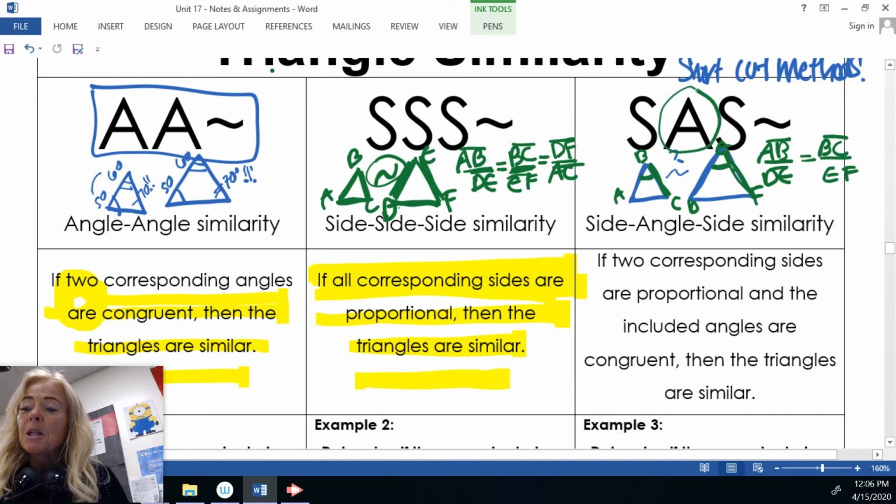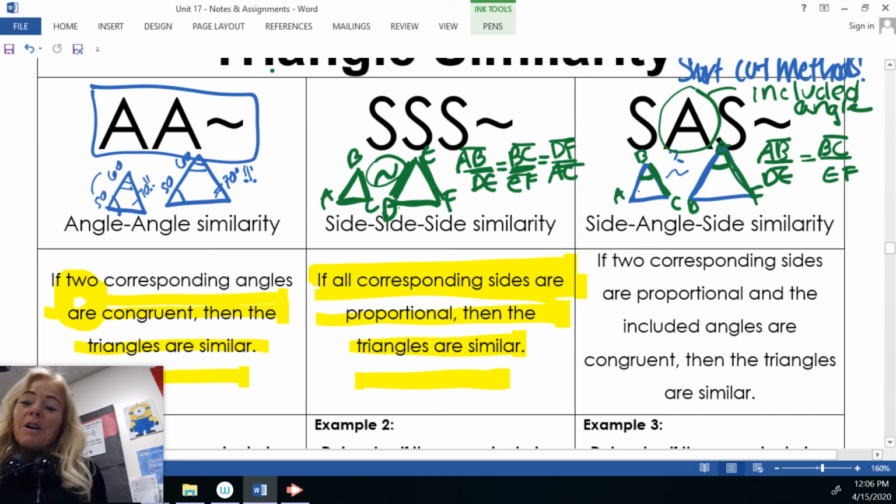That's why the A is in the middle. It's an included angle. Those angles have to be exactly congruent, and the two sides that are making the angle must be proportional, and that means they must have the same ratio. So that is our side angle side similarity.